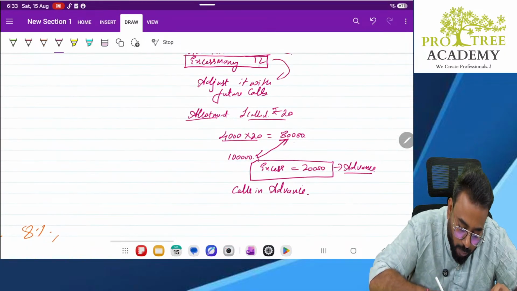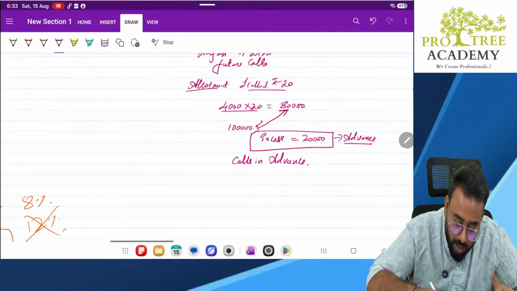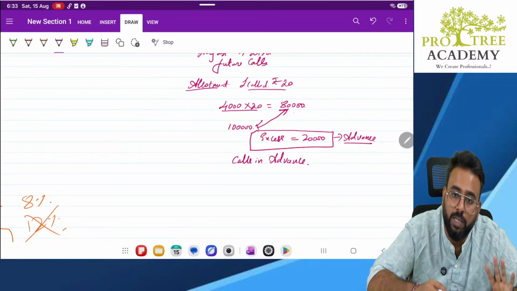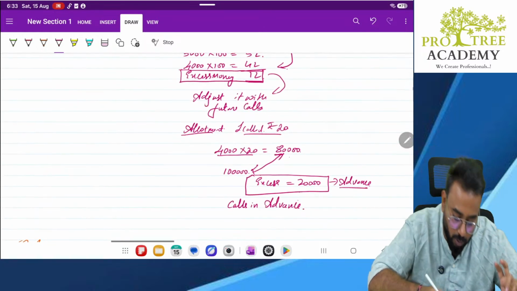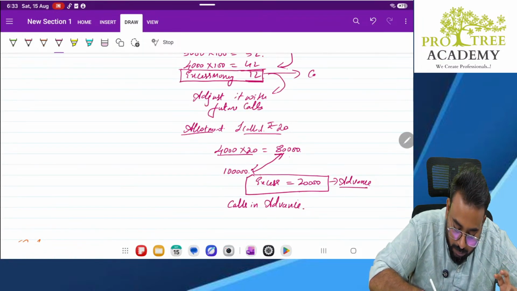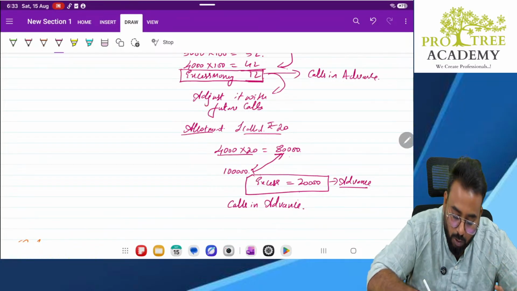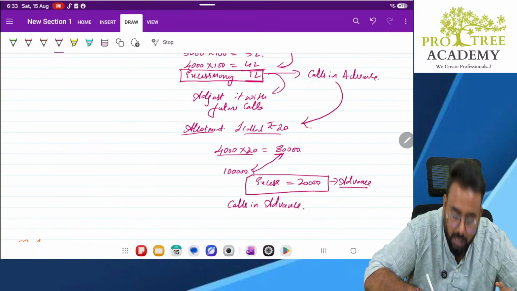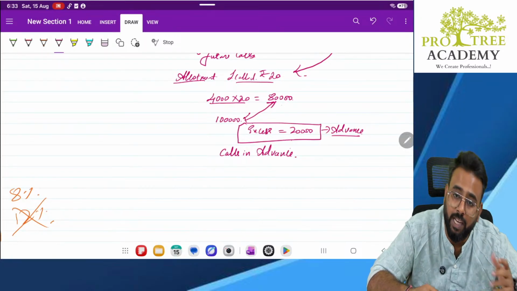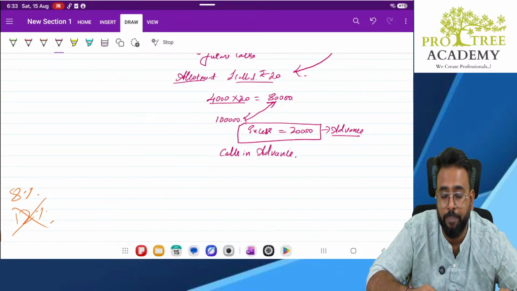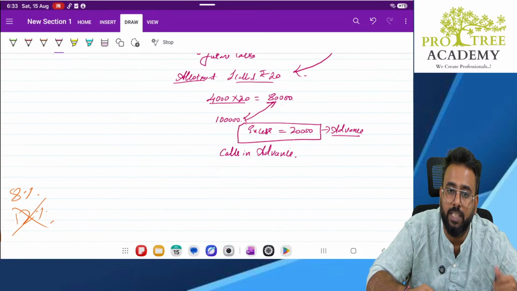See, how much calls in advance did I have? 1 lakh. 1 lakh was adjusted with allotment by how much? 80,000. You are understanding? So calls in advance will be opened here only. This calls in advance was adjusted against allotment. After adjustment against allotment, if there is still a balance remaining, that will again go and sit in calls in advance only.